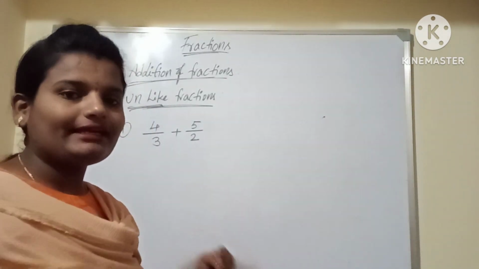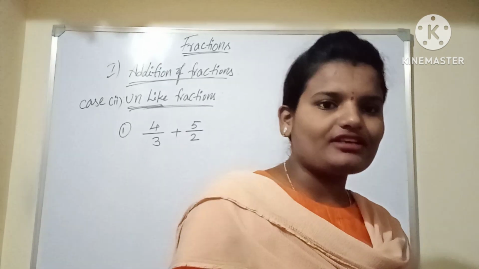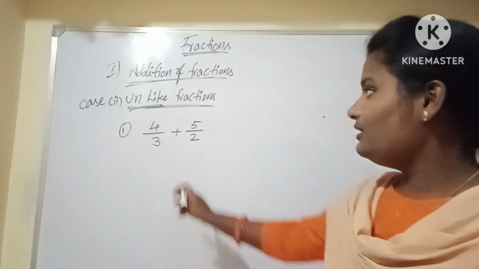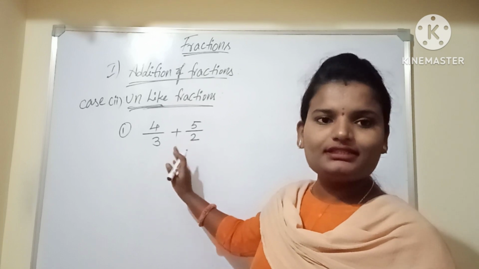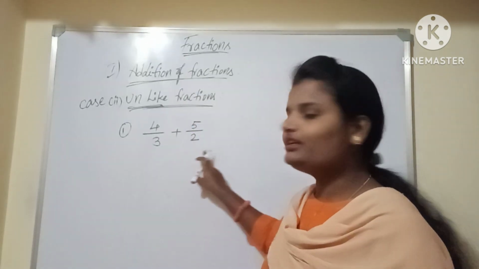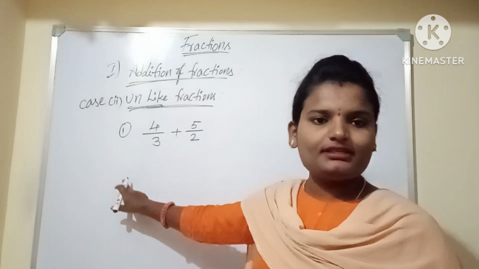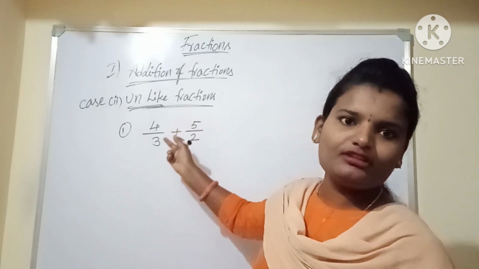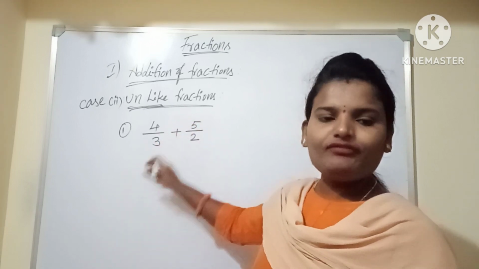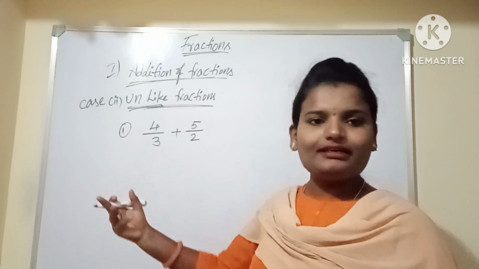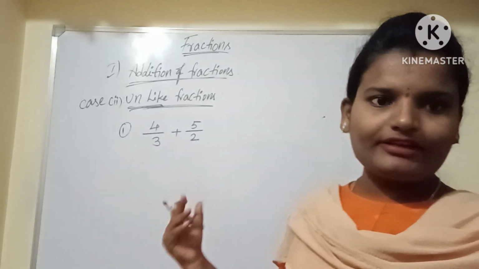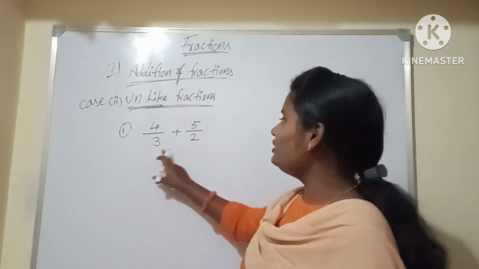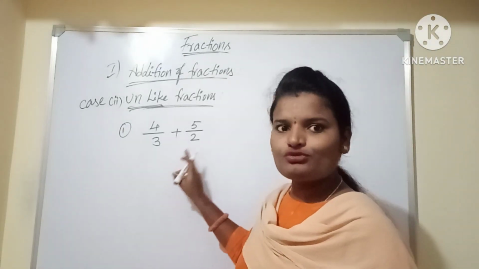Those are unlike. What is the definition of unlike fractions? Whatever the numerators are, we only have to observe the denominators. If the denominators are the same, we call those like fractions. If the denominators are not the same, that means unequal, those are the unlike fractions. Here, the denominators are not the same, so those are unlike.